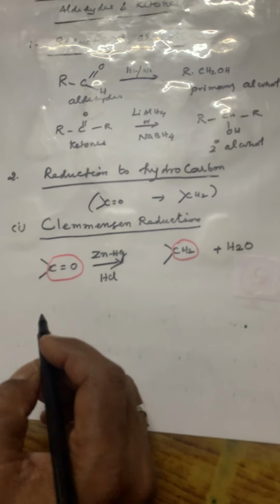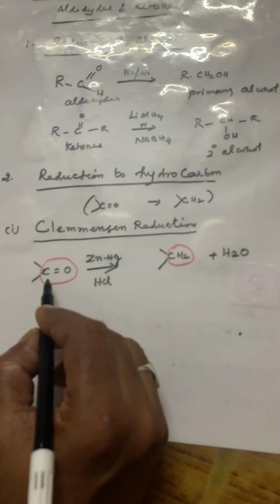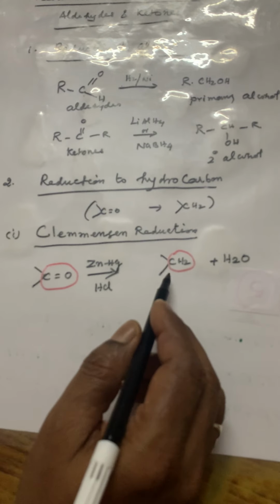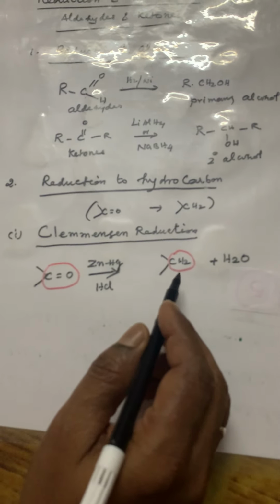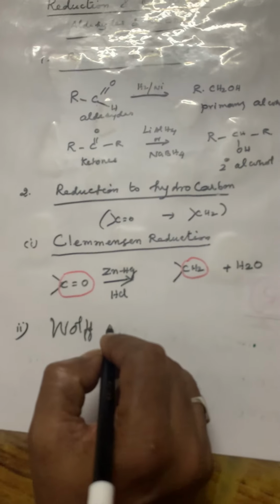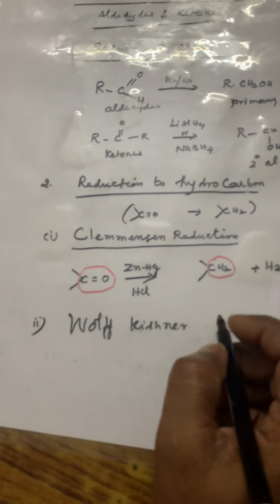Now, second reaction. Here, aldehyde or ketone undergo reduction in presence of zinc amalgam and hydrochloric acid. You will get a hydrocarbon. Second reaction is Wolff-Kishner reduction.